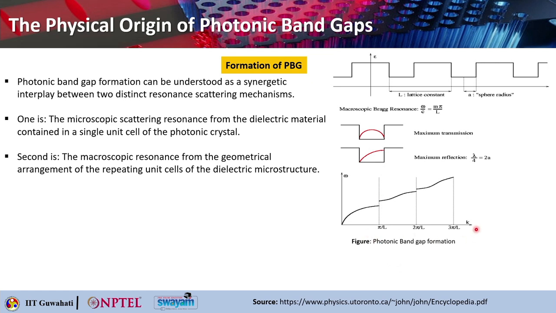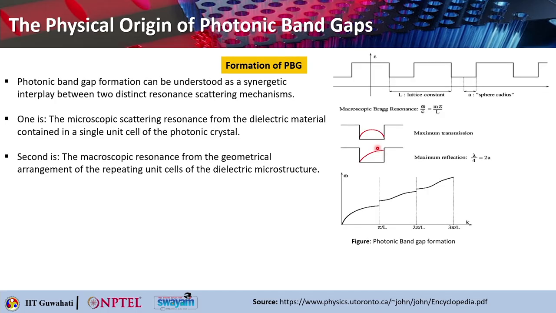If you see this k vector, at integral multiples of pi by L there is this kind of reflection, that means band gap formation is taking place. So what you understood is that band gap formation is facilitated if the geometrical parameters of the photonic crystal are chosen such that both the microscopic resonance, that is within one unit cell, and the overall periodic structure's Bragg scattering resonance, the macroscopic resonance, coincide at the same wavelength. That is where you will be able to see the photonic band gap formation.